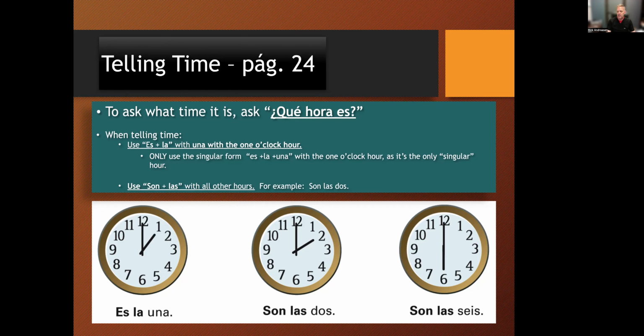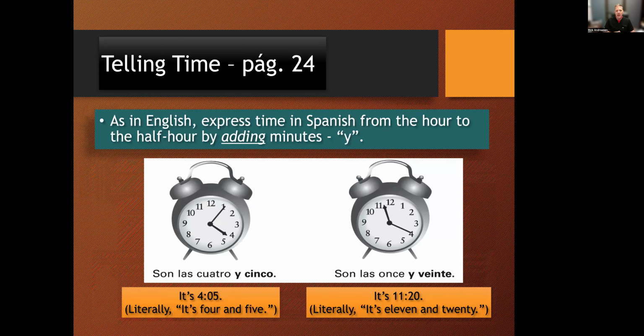I'm going to try to speak slower so that you have a better chance to hear how it's pronounced correctly. All right. In English, it's not always just on the hour, right? So you'll say it's 5:10 or it's 6:20. So the minutes are expressed by adding the word y, which means and. So you would say it's 1 and 10.